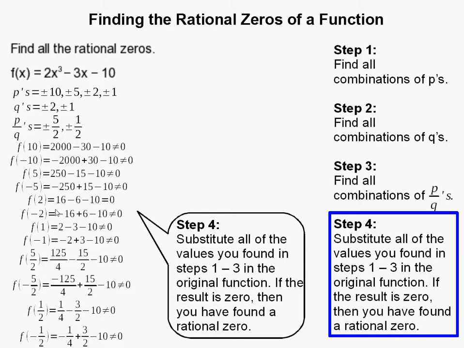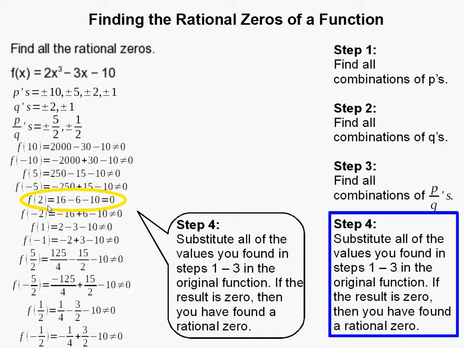So I got -2, and did 1. 1 doesn't work. -1 doesn't work. Oh man. 5 over 2, that's a yucky fraction. -5 over 2, yucky fractions. 1/2 is close, but not really. But -1/2, nope, that doesn't work either. So the only one out of all of these was 2. So that's the only rational 0. So if you were to graph this function, it should only cross the x-axis where x equals 2.